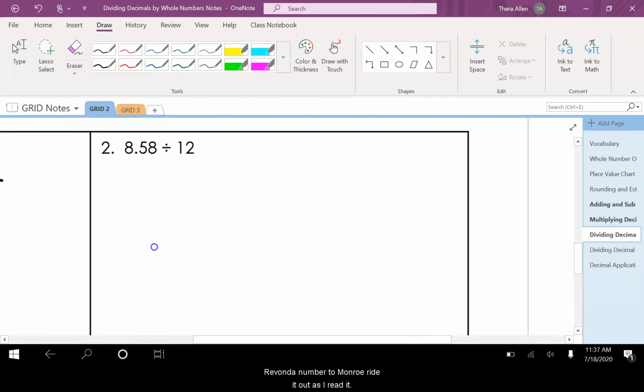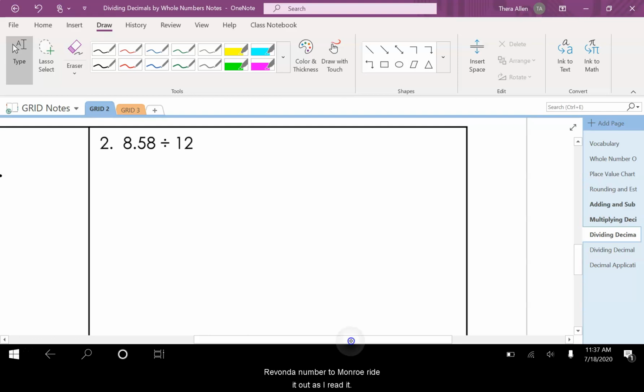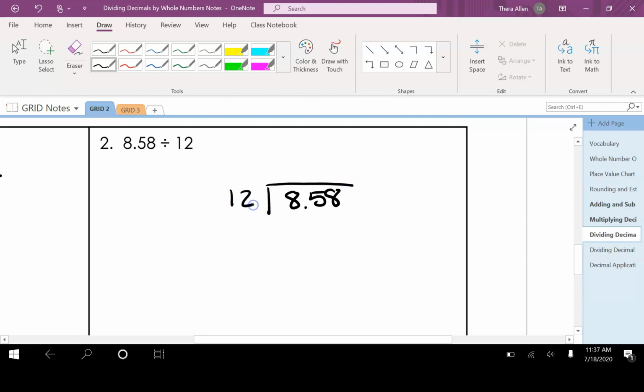Let's move on to number 2. I'm going to write it out as I read it. 8 and 58 hundredths divided by 12. So I'm going to go ahead and bring up my decimal right here. And now I'm going to go ahead and start dividing. 12 cannot go into 8, so I know I need to put a 0 here. 12 goes into 85 how many times? It goes 7 times. 7 times 12 is actually 84.